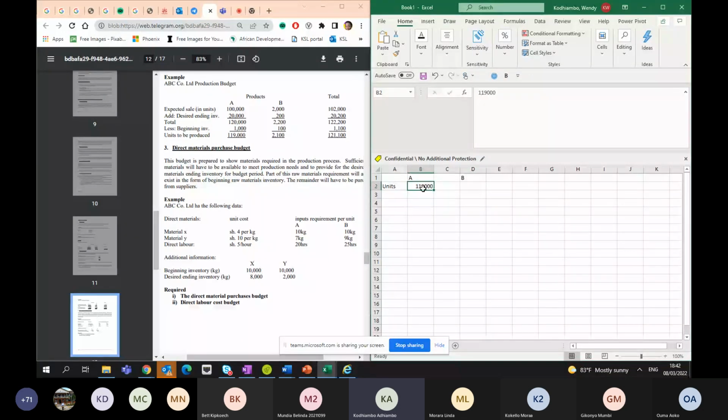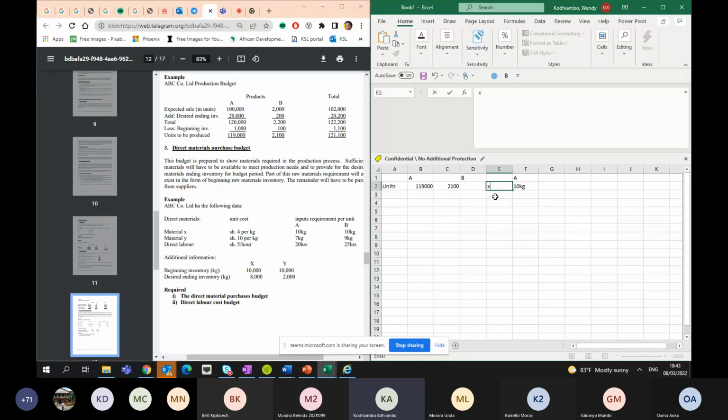These numbers. Okay, then we have 2,100. Makes sense. So now we're being told per unit, we need 10 kg of material X and 10 kg of material Y and 7 kg. Let's start with A. I like doing them just like, let's start with A, then we go to B. So when we're doing A, we need 10 kg of X and let's do Y.